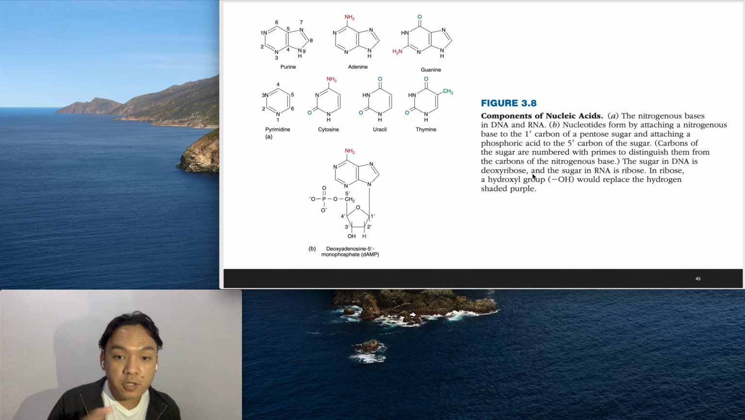So remember, the sugar or the carbohydrate group in your DNA is a deoxyribose, whereas in the RNA it is a ribose. So in a ribose, a hydroxyl group of OH would replace the hydrogen shaded purple. This one.